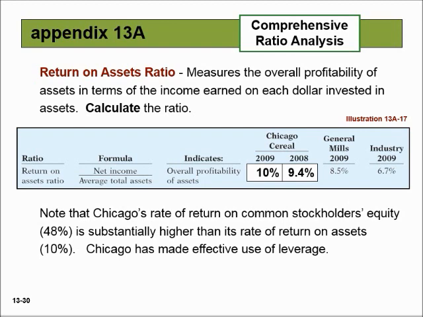And we see in '08 and '09 we had 9.4%, and then '09 10%, so we're going up, and either way we're above the industry average, and General Mills, the big one on the block, we're above both of those. So we make a pretty good return for the assets that we put into the business.